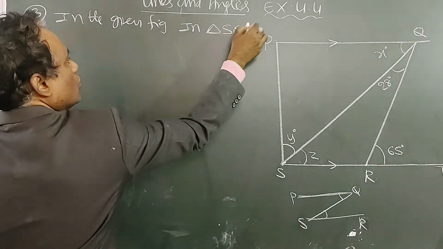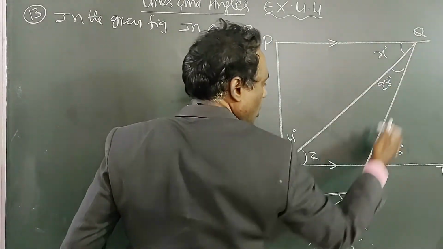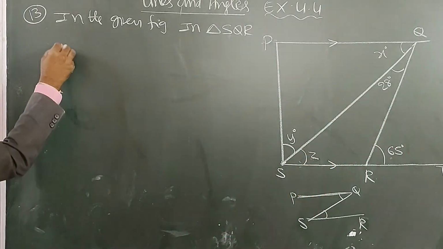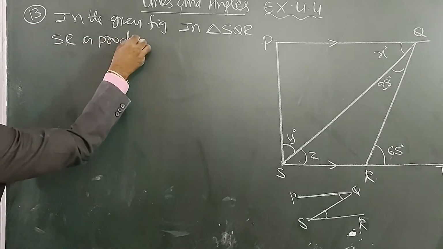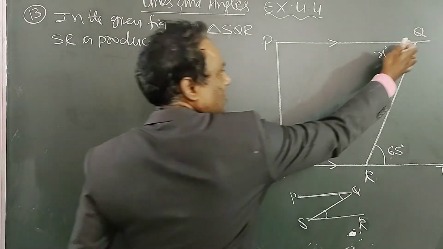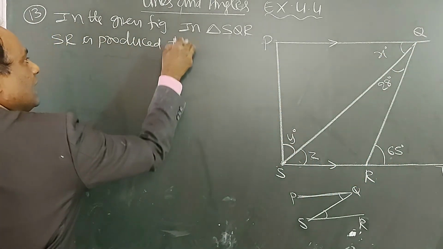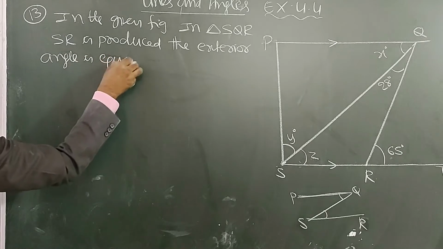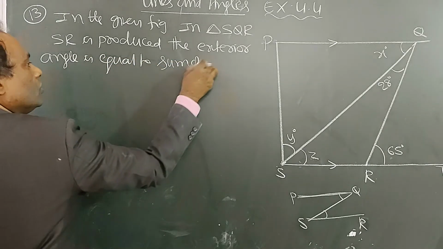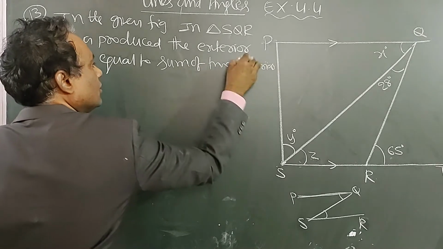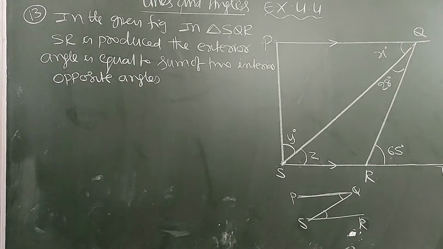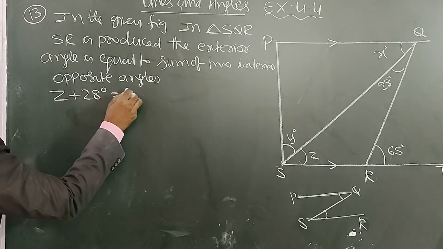In triangle SQR, SR is produced. The exterior angle is equal to the sum of the two interior opposite angles. Angle Z plus 28 is equal to 65 degrees.